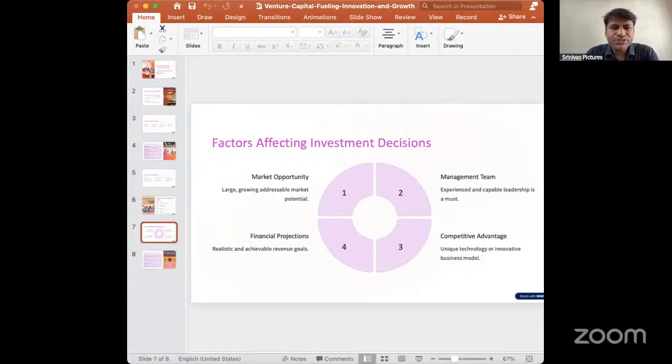Then the exit approach, fund viability and liquidity, and the track record of the team. So these are all the considerations in the selection of venture capital.